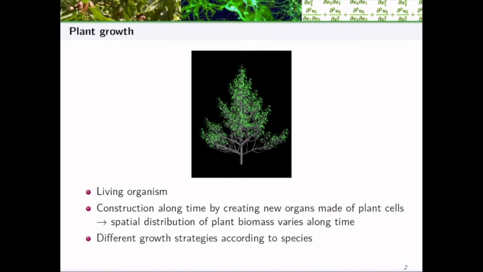Among plants, there are many species. Some of them are small, some are big, some are light or shadow tolerant, some are annual or perennial. Some can stand dry or hot weather, some others cannot. And if we want to represent plant growth, the spatial position of the biomass along time may be a good way.